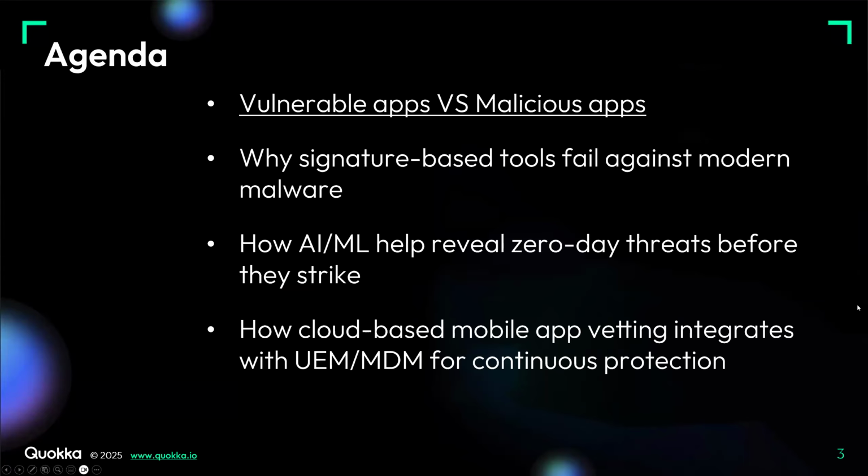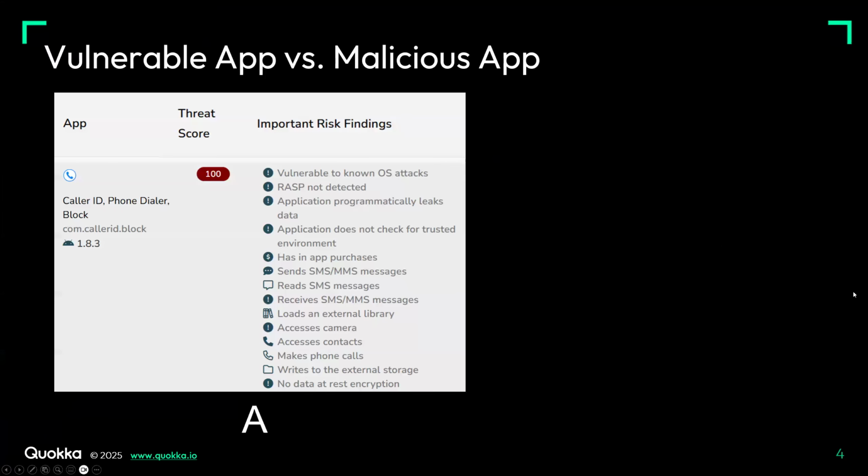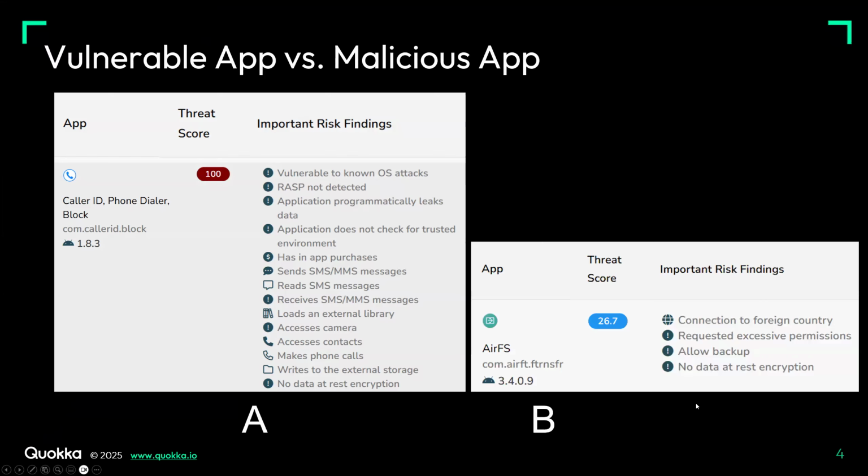So let's start with vulnerable apps and malicious apps. I'll show you two profiles of an app. Here's app A. It's a caller ID app. It has some interesting findings here. And here's app B. It's a file transfer app, and it has a little bit fewer findings. Now, the question is, which of these is vulnerable? Which of these is malicious? And what does that really mean?